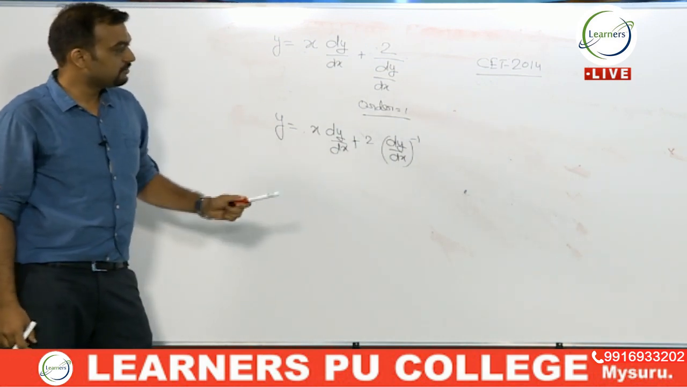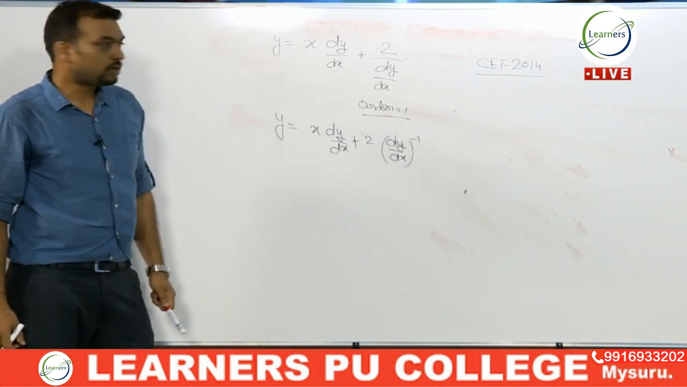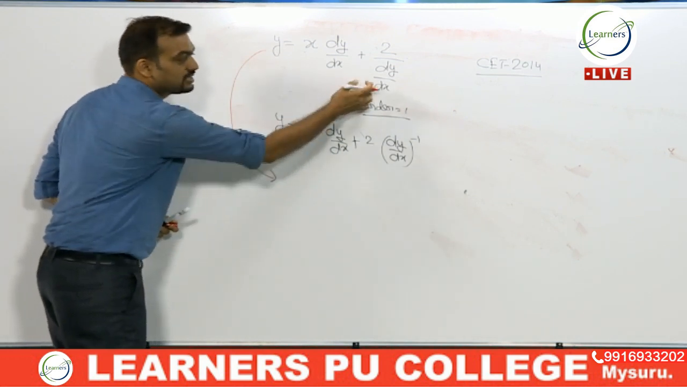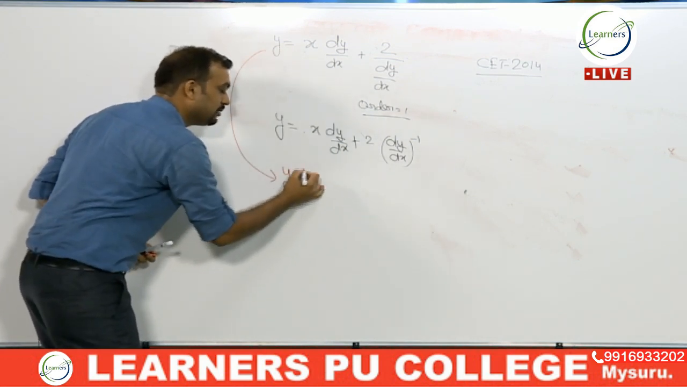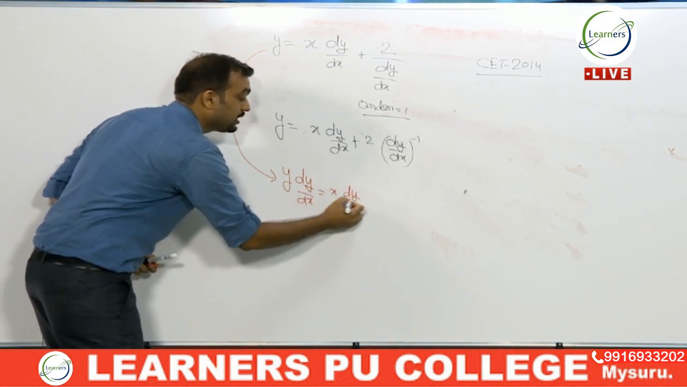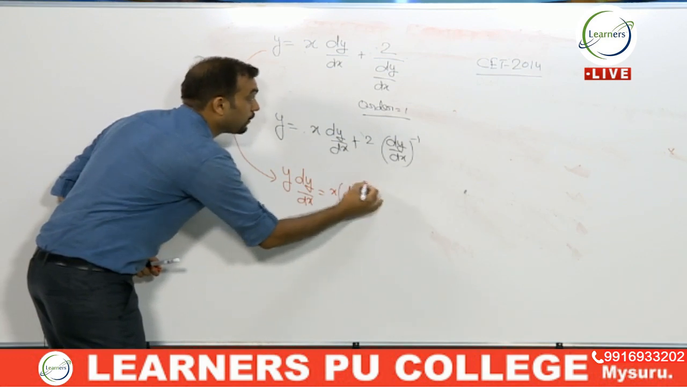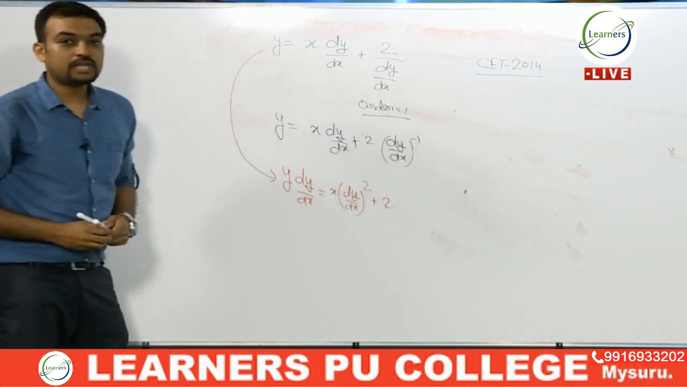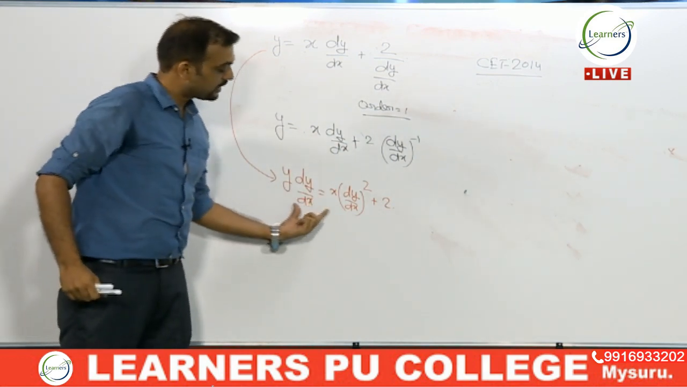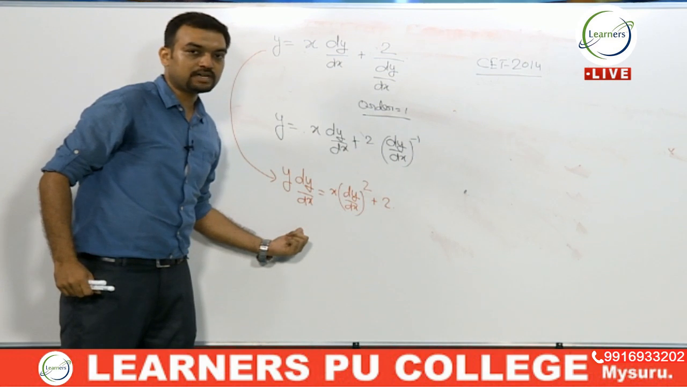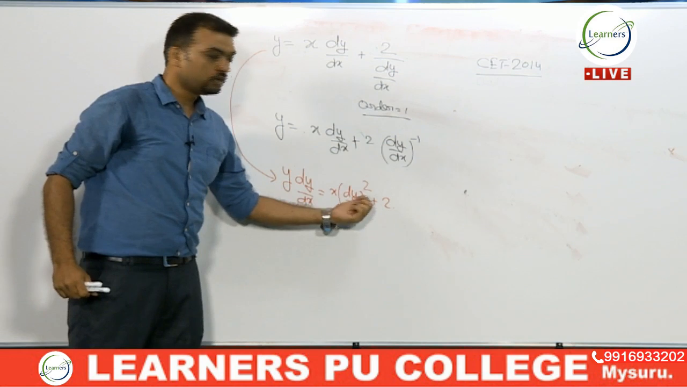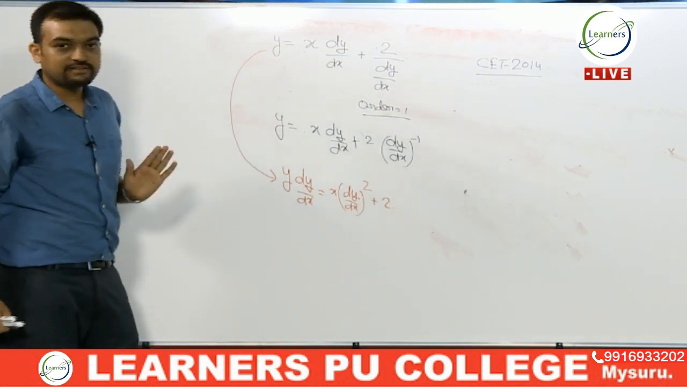But before that, we will check whether we can make it a polynomial. Yes, we can. I will multiply by dy by dx. So this can be written as y dy upon dx is equal to x (dy upon dx) power 2 plus 2. Now can we say this is a polynomial in its derivative term? Yes, because here the power is 1, here the power is 2, and 1 and 2 are whole numbers. It means this is a polynomial in its derivative term.